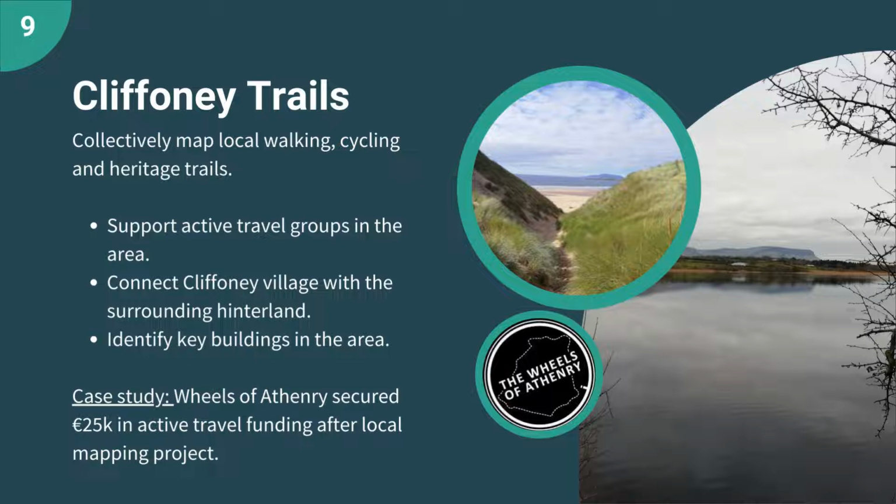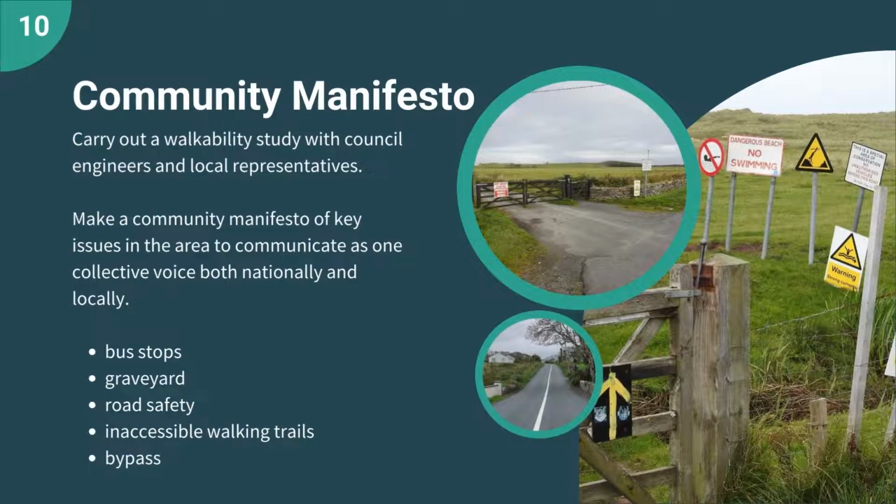Case studies are offered throughout the plan, and one example is the Wheels of Athenry project. They recently secured an additional $25,000 in funding after completing a comprehensive map of cycle trails in the area. Next, the community will be tasked with creating a manifesto of all the pressing issues that slow development in the area. This will create a singular voice for the community to present on local and national issues.